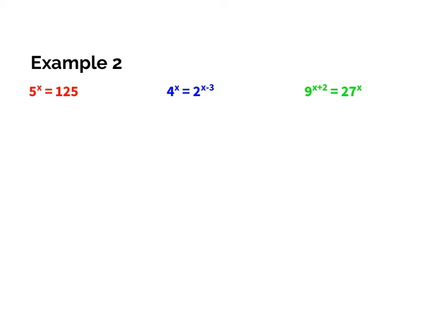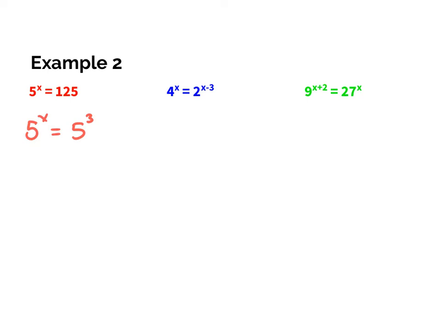Now, my left side has a base of 5. So what I'm going to think about is, can I rewrite 125 as a base of 5? And the answer is yes. Think about this: 5 to the first power would just be 5. 5 to the second power is 25. 5 to the third power would give me 125. So I can rewrite that as 5 to the third power.